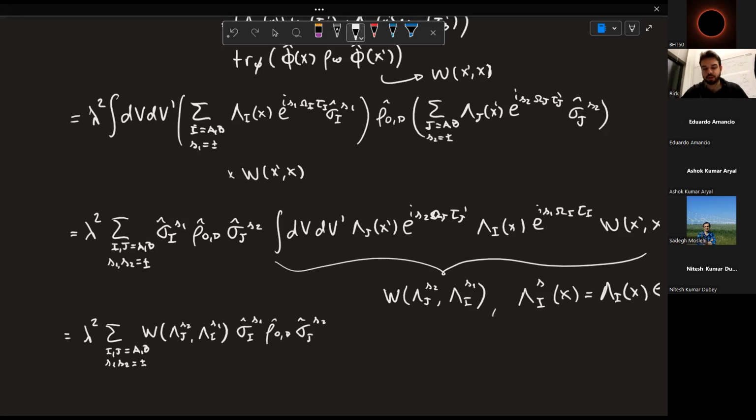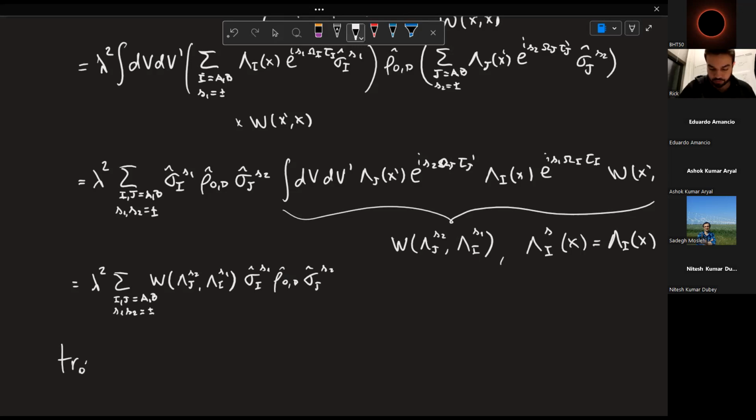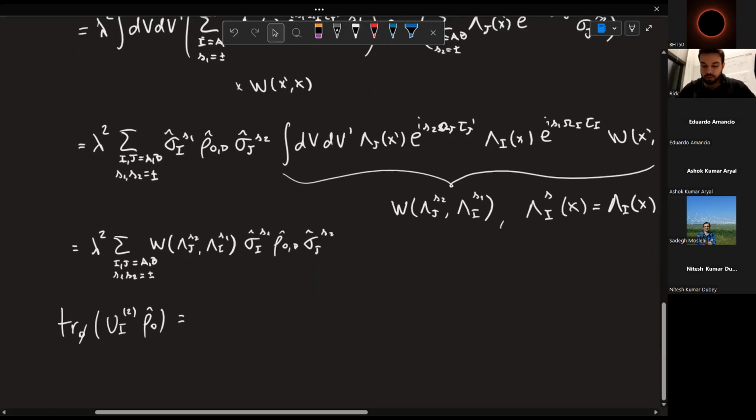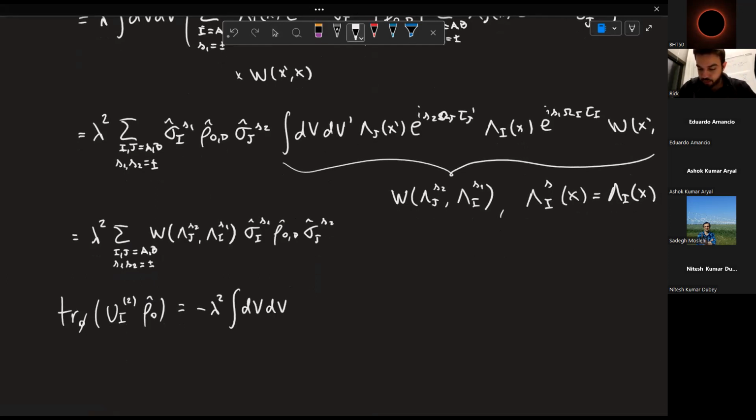In the opposite order is the Wightman function. And I'm not going to bore you with the calculations for the other term that we need to compute, which is the trace of phi of u_i2 rho 0. I'm just going to tell you that if you were to compute this... let's just look at the first expression, and hopefully I can convince you of what the final result is.